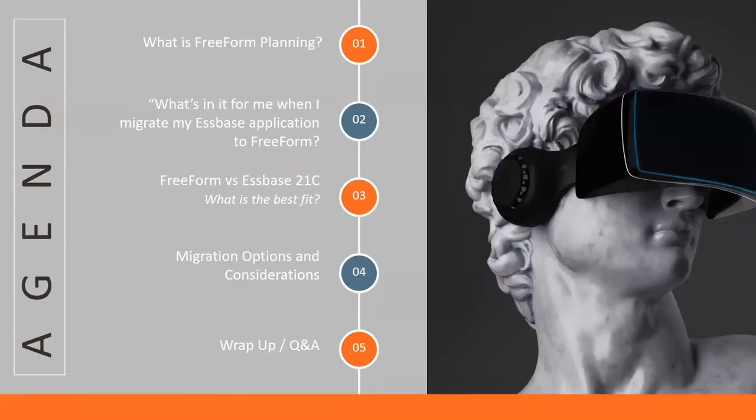This is the agenda for today. I'm going to start off with defining what is FreeForm Planning or FreeForm Apps. And then if you decide to migrate that Essbase application into EPM Cloud, what do you get? What comes with it? Also, I'll dive into FreeForm versus Essbase 21C, because I know a lot of you are trying to decide which is the best fit for you. Then I'll talk about the different migration options, your implementation considerations, and then we'll wrap it up and hopefully we'll have some time for Q&A.